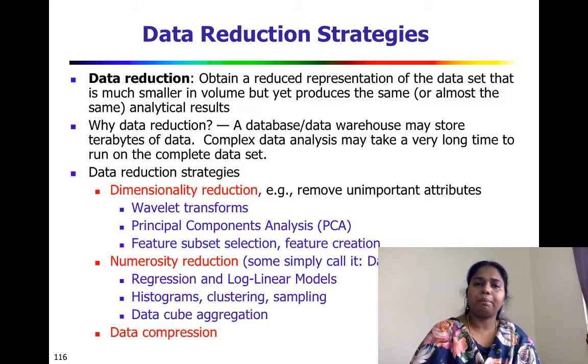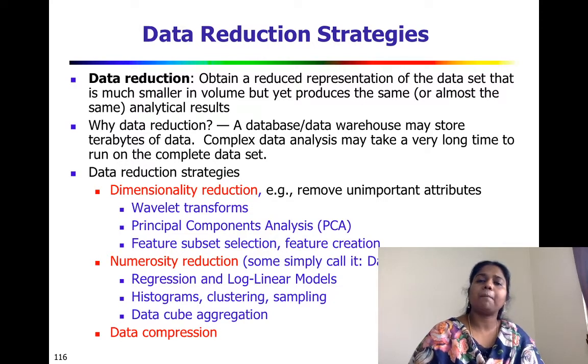And in principal component analysis, we try to identify, out of all the n attributes we have, which are the most principal attributes, and we use only those principal attributes for data mining. And then we looked into feature subset selection. Feature subset selection is where you identify a subset of the entire set of features or attributes that are not correlated with each other, or that are independent from each other.